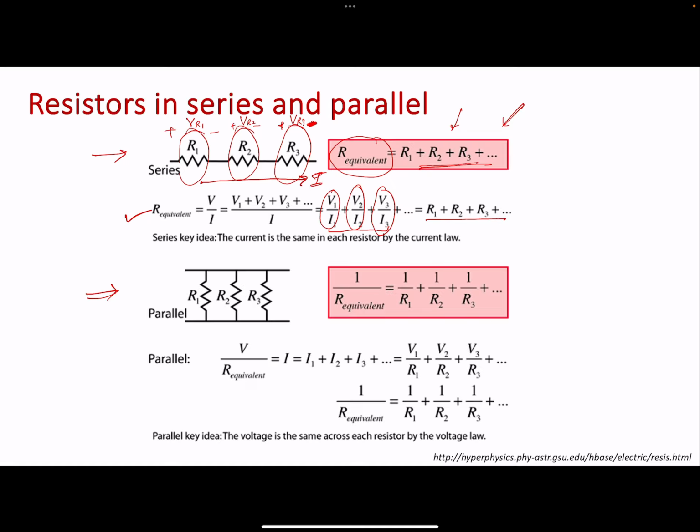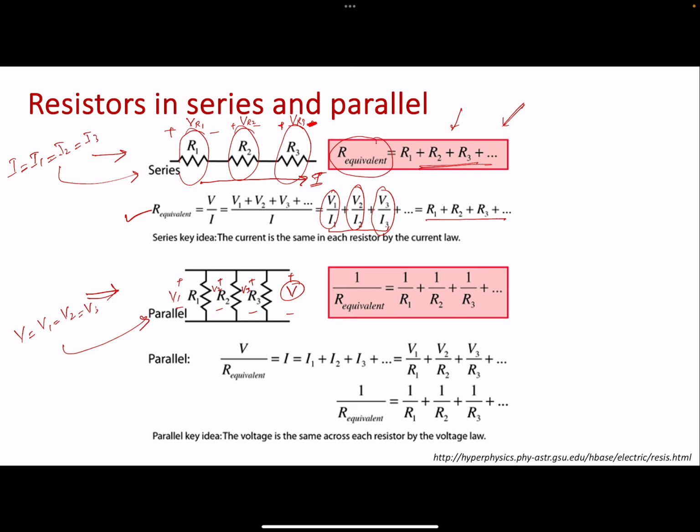Very quickly, let's look at the parallel case as well, where all three resistances are now connected in parallel. Interestingly, if that is true, then the voltage across all of them should be the same. If I assume this is V1, this is V2, this is V3, then the voltage across all three is the same, which equals V. So V equals V1 equals V2 equals V3.